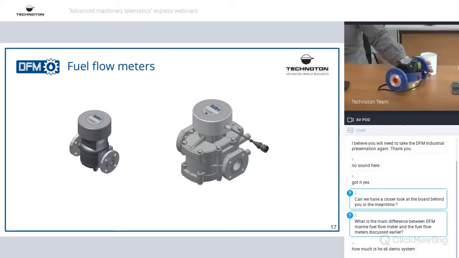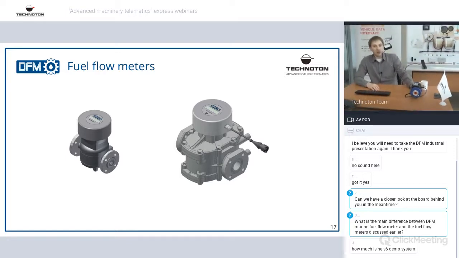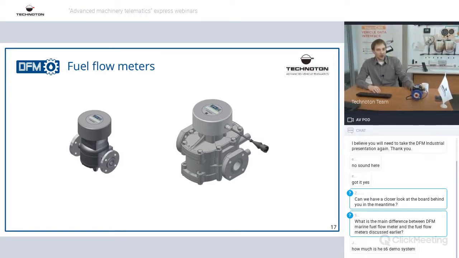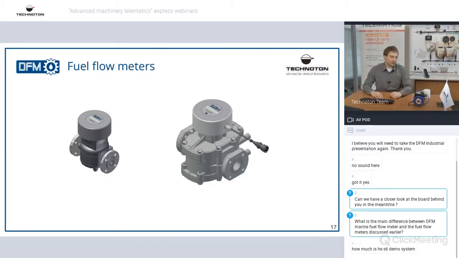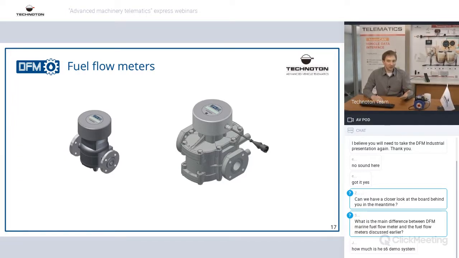The volume of each chamber means one pulse. So, for example, DFM 100, the small one, has a chamber of 5 milliliters. That means one pulse is equal to 5 milliliters of fuel. Calculating the number of pulses we're getting, we can calculate fuel consumption. When it comes to DFM industrial, here is a bit different story. The working principle of DFM industrial is different. It's an oval gear working principle. So there are rotating gears inside.